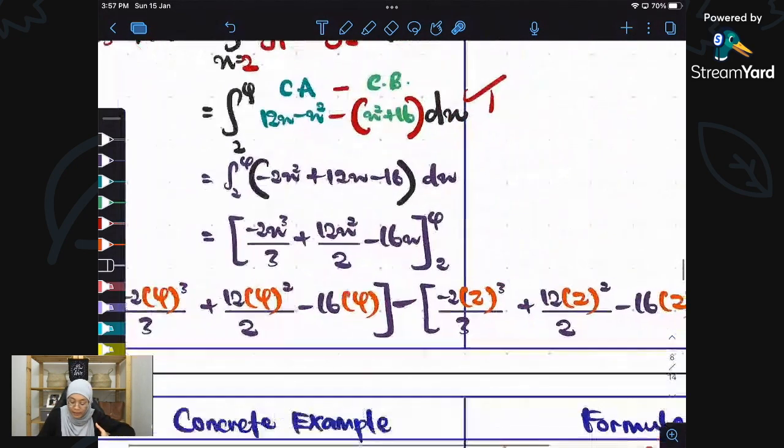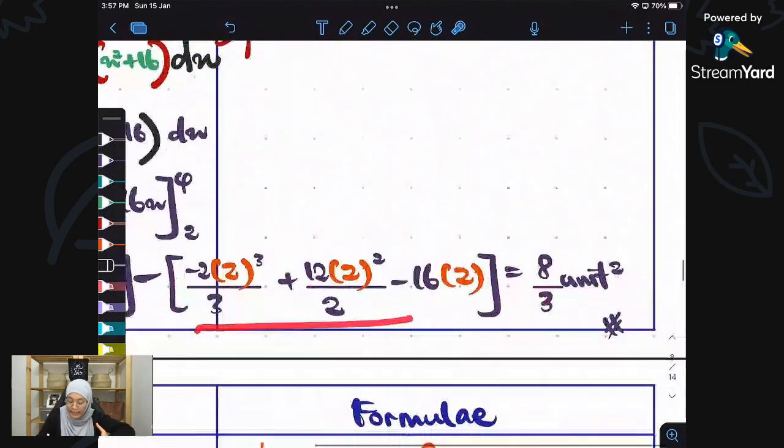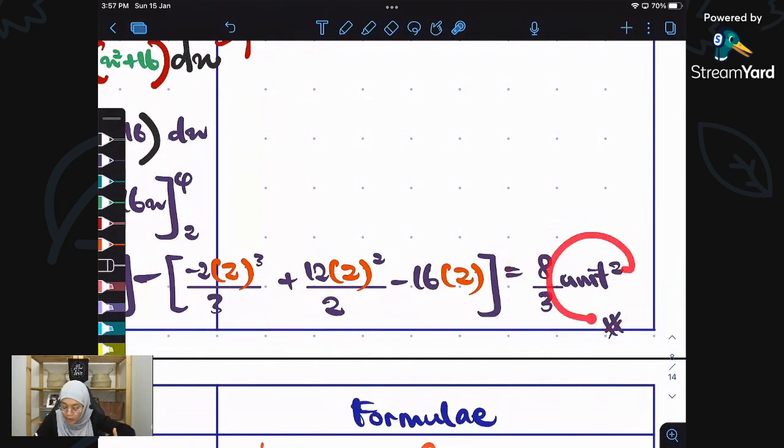and then solve macam biasa, the definite integrals, and then in the end, the answer is 8/3 unit squared. Please put unit squared. Finish.